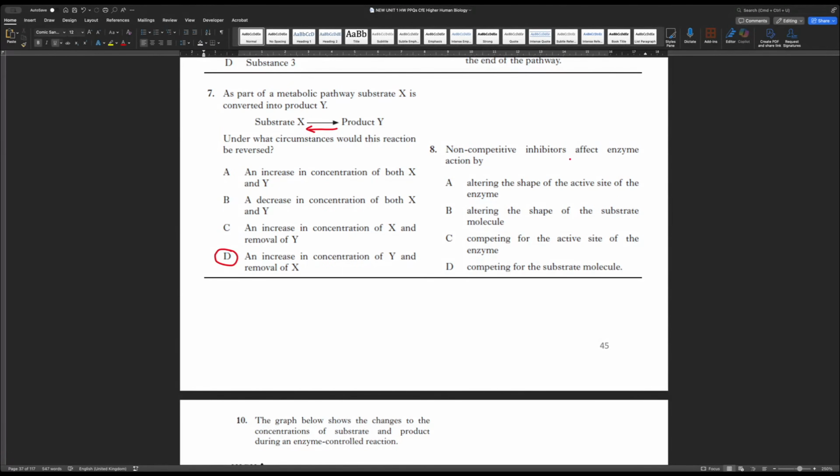non-competitive inhibitors affect enzyme action by altering the shape of the active site. That sounds about right, but we'll hold off for now. Altering the shape of the substrate molecule? Nope. Competing for the active site? Nope. And competing for the substrate? Nope. So the answer is going to be A for that one. It's the only one that makes sense for non-competitive.